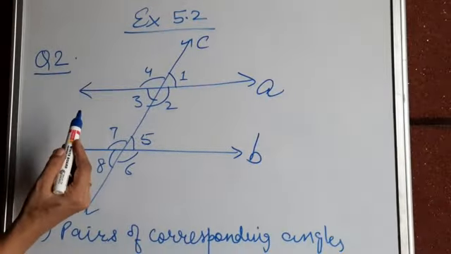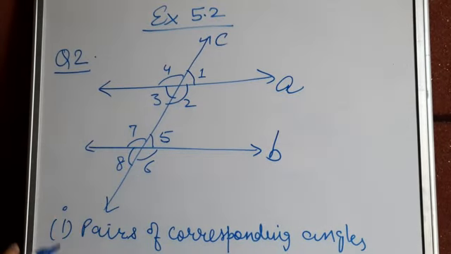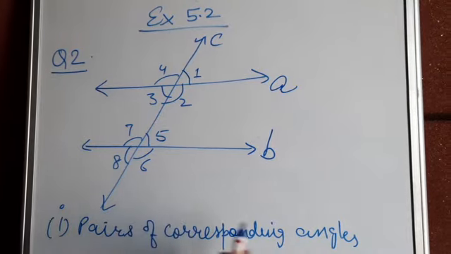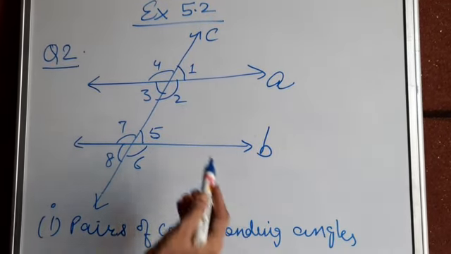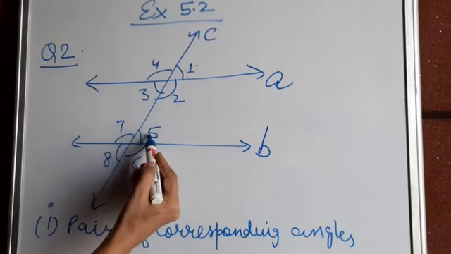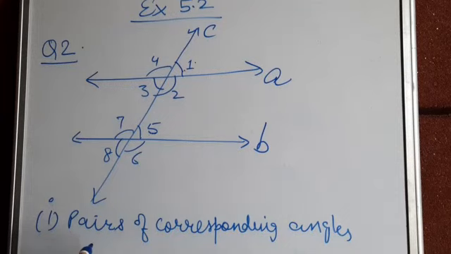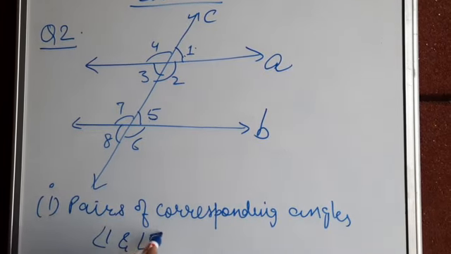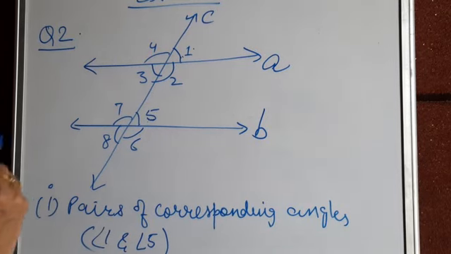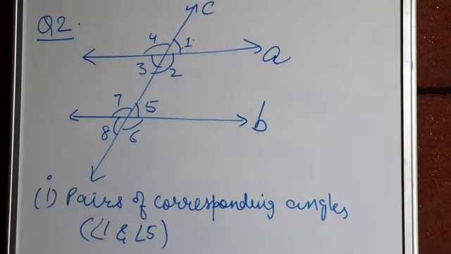Here in this question a figure is given to you and we have to identify the pairs. The first part is pairs of corresponding angles. Now see angle 1 and angle 5. These two are corresponding angles. So this is the pair, angle 1 and angle 5. Write it in the first line. The next line, another pair of corresponding angles.